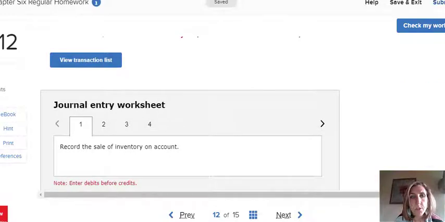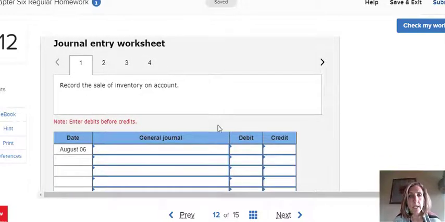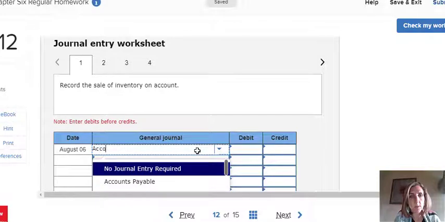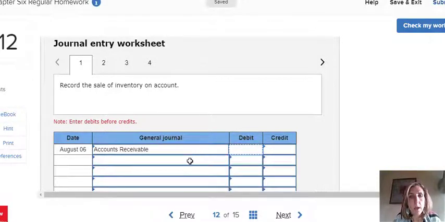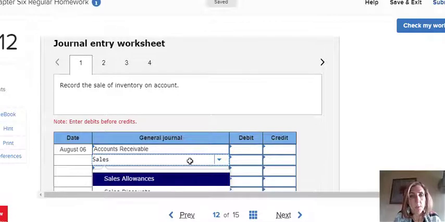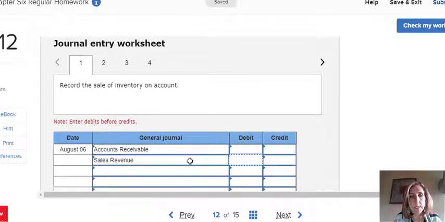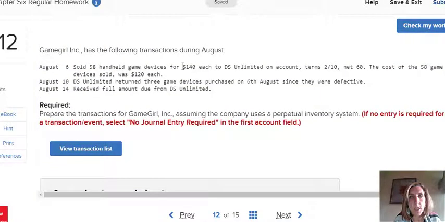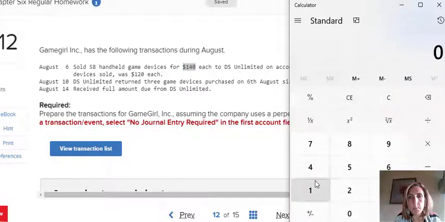So the first journal entry is a sale on account. When we sell on account, we are recording revenue that we have sold the product. So revenue would be the credit, and accounts receivable is the debit here because we sold it on account. I'm going to need to look at how much I sold each item for and multiply it by the number of devices they sold to come up with the total revenue.